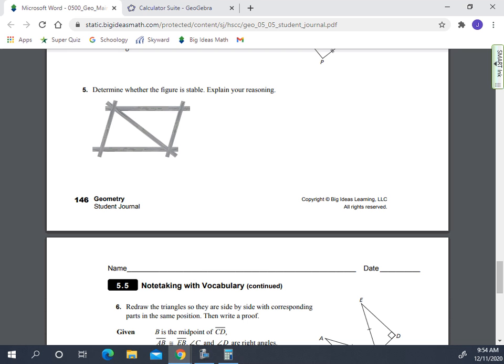Number 5 says, determine whether the figure is stable. Explain your reasoning. Okay, so what I want to ask is, imagine these are bolted in really, really well. Can this shift either way? And the answer is no. Why? Because this right here creates a congruent side.